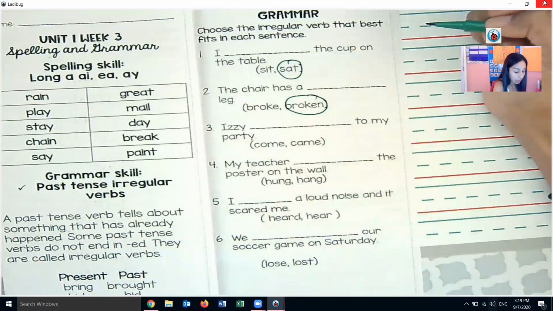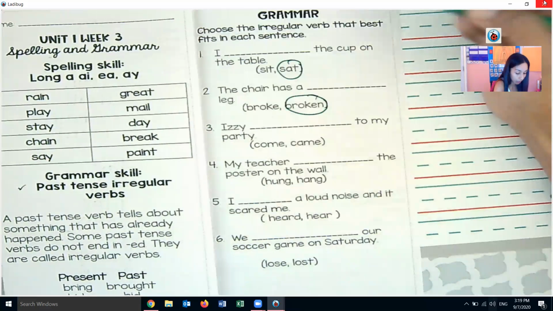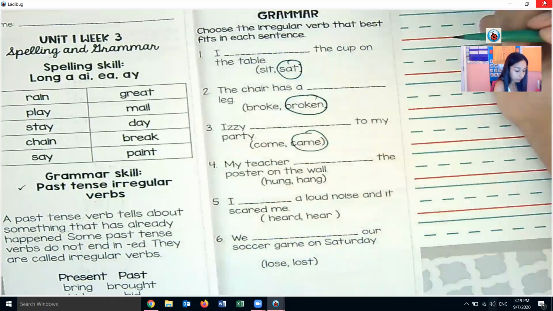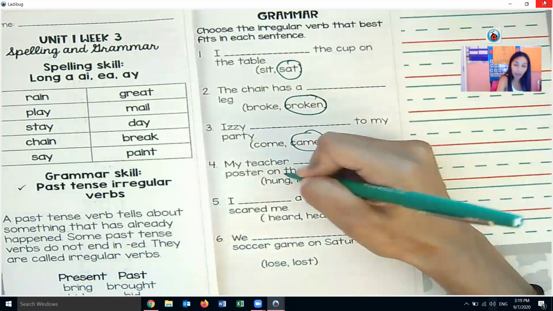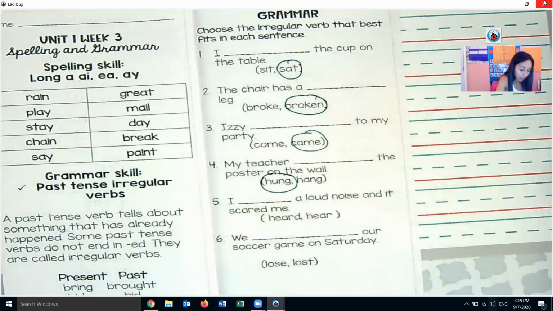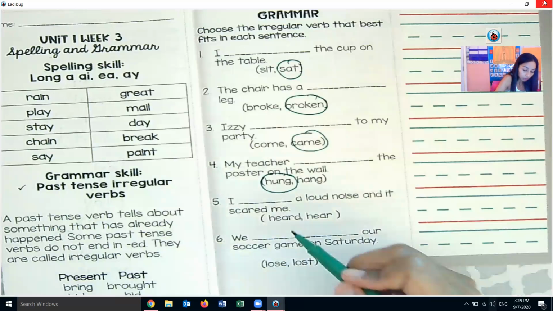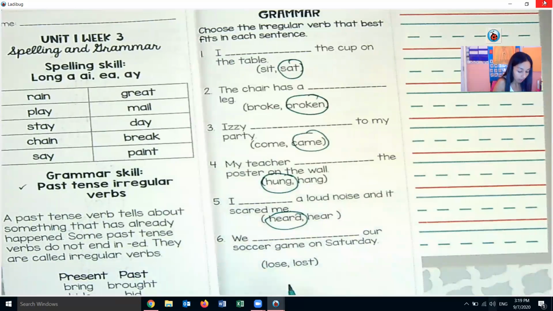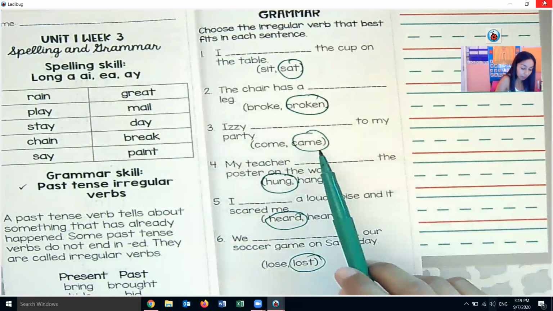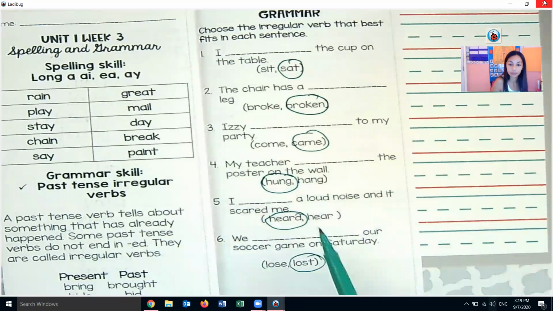"Izzy ___ to my party." Izzy come. Izzy came would be already happened. "My teacher ___ the poster on the wall." My teacher hung, hang. Hung would mean it already happened. "I ___ a loud noise and it scared me." I heard, I hear a loud noise. Heard would mean it already happened. And then the last one, "We ___ our soccer game on Saturday." We lose, we lost would be the one that already happened. So sat, broken, came, hung, heard, lost.